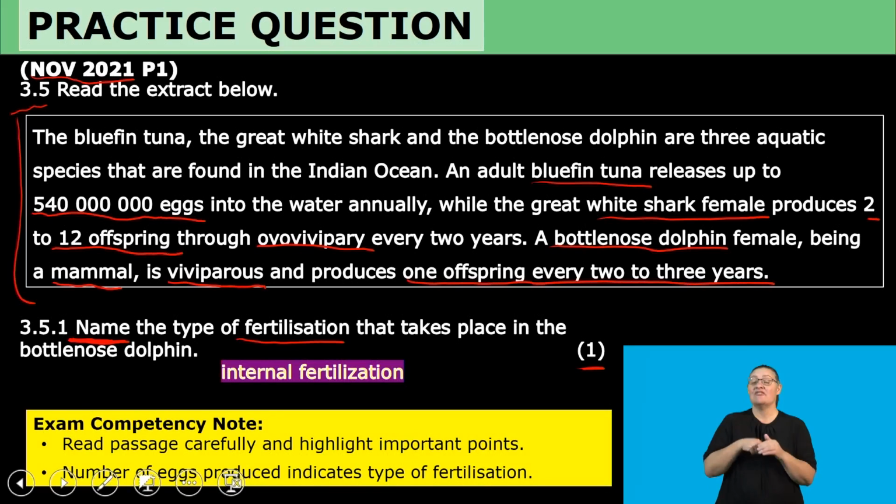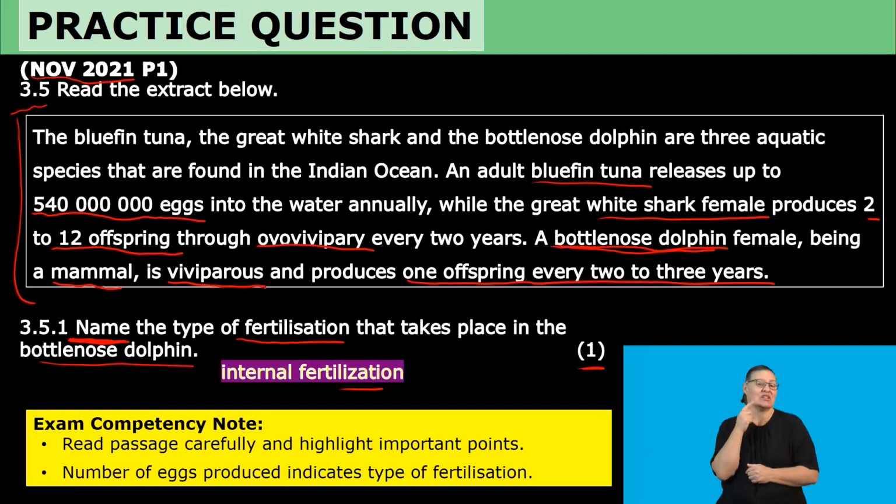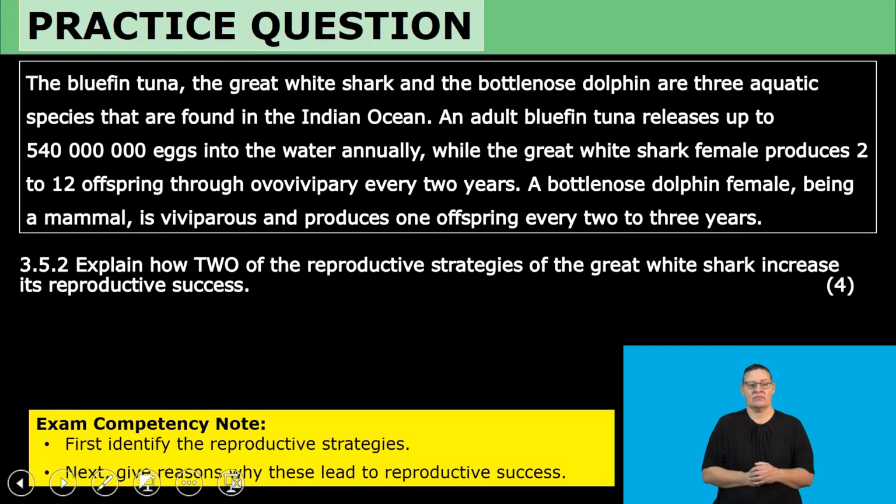The answer there is internal fertilization. What you do as you answer, you go back to the actual stem. So they're talking here about bottlenose dolphin. Can I see bottlenose dolphin? Yes, it's easy to see it on the stem because I underlined it earlier as I was reading. And they are saying to us it's viviparous. Therefore, the answer can only be internal fertilization for 1 mark. If you check, you will see that the stem is repeated just to give us guidance.